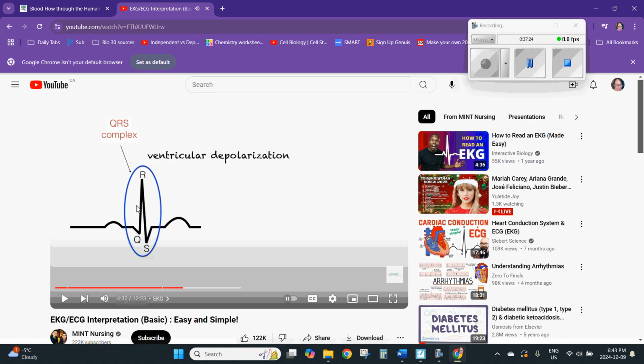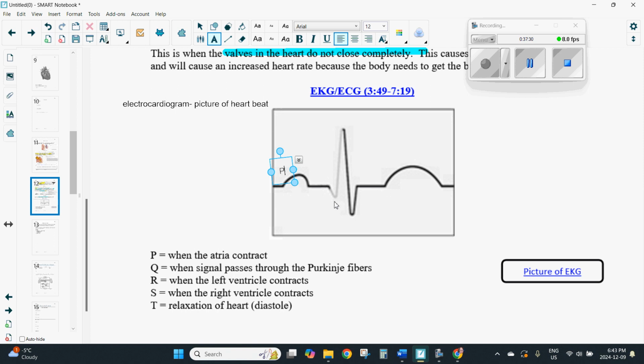Okay, so I want you to put your QRS on your diagram. So Q is at the bottom here. Q, and then R is up top here. R, and then S is down here. So he's going to talk about what the difference is there. But what I have here is Q is when the signal passes through the Purkinje fibers.